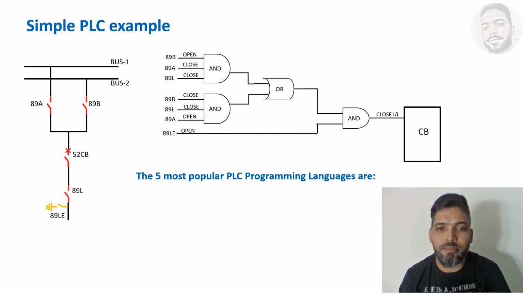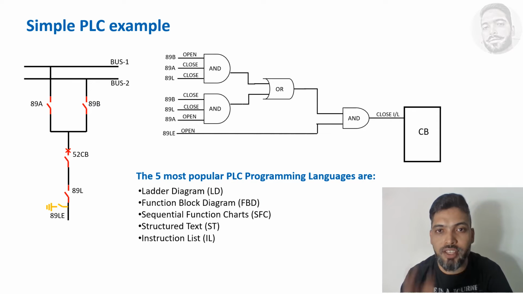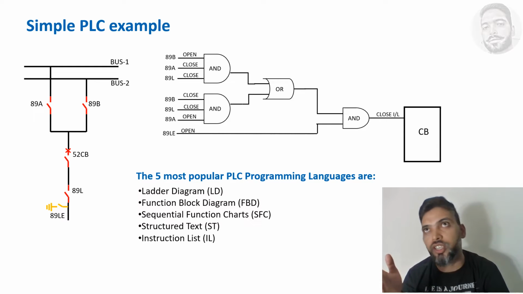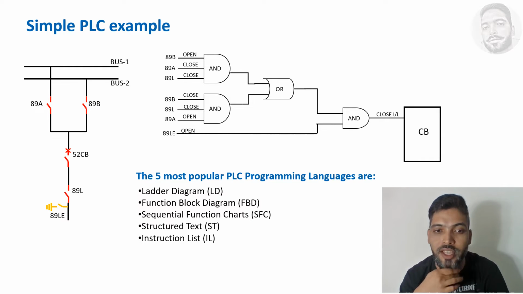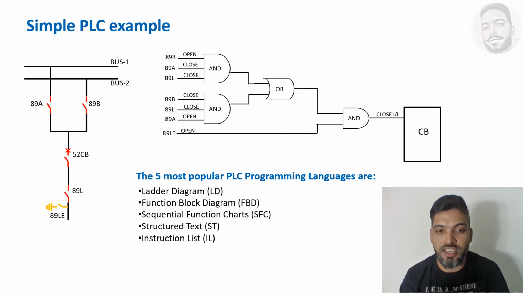So what are the 5 most popular PLC programming languages? There is ladder diagram, which is very famous. I know about this, how to do it. Then function block diagram, which is also a very simple thing and very achievable. If you are using ABB PLC programming, FBD is very famous there. Then sequential function chart, structured text and instruction list. These are the 5 PLC languages, but the most common and famous, as per my knowledge, are ladder diagram and function block diagram.